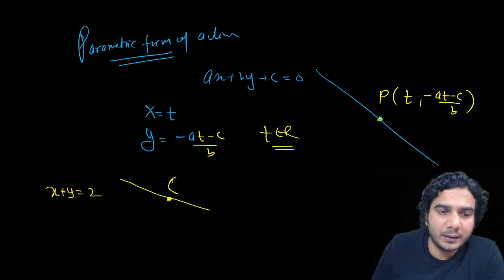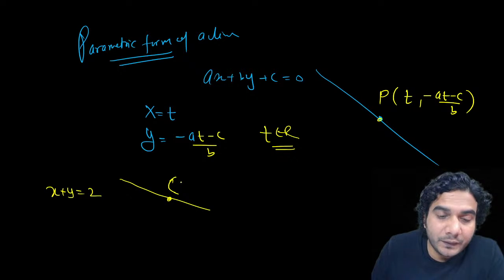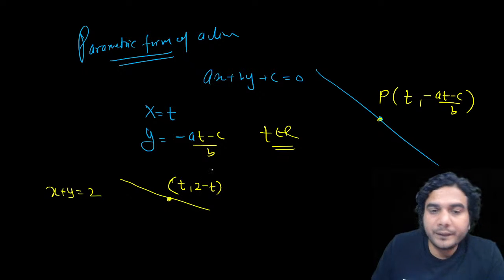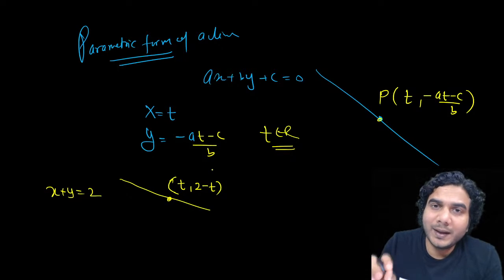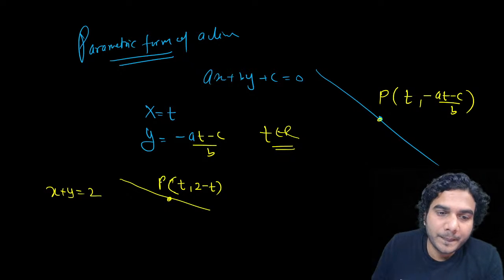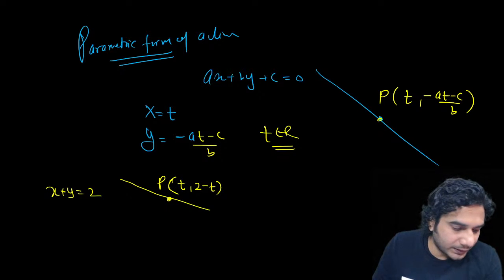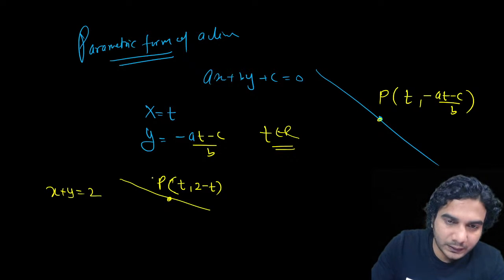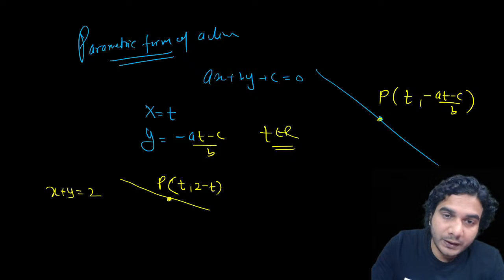t is any parameter. So if you take x equal to t, then y is going to be 2 minus t. So now you have only one parameter to find. If you get t, you'll get this point. Have you guys understood this point, Gia? Do you know this, or you got it? Now we need to use this.